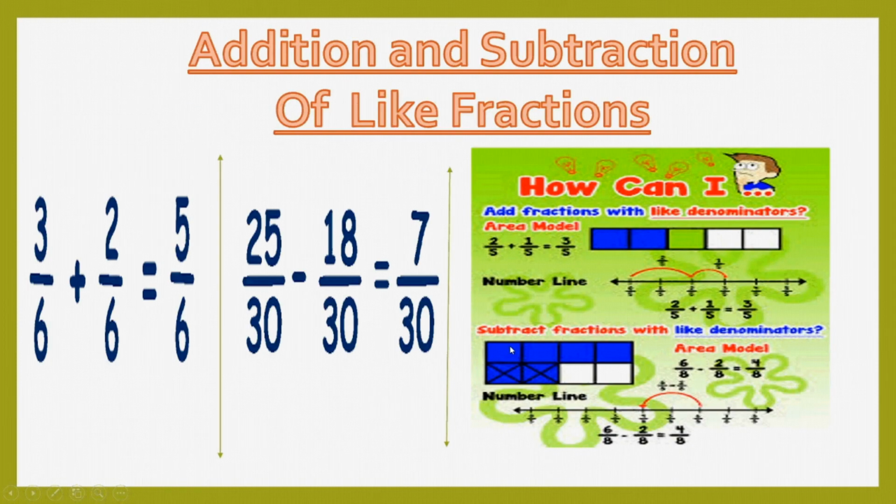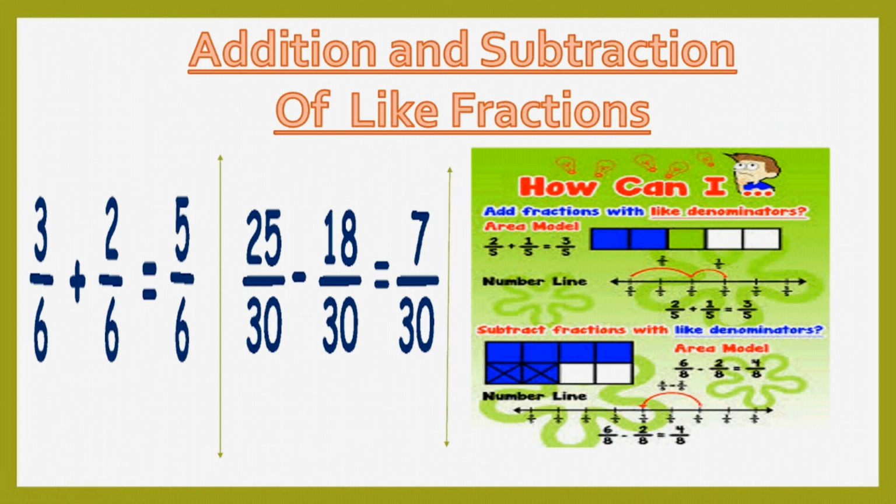Next, addition and subtraction of like fractions. How can I add fractions with like denominators? Let us see an example here. 2 by 5. Out of 5 parts, 2 parts are shaded. And next, 1 by 5. Out of 5 parts, 1 part is shaded here. If we add these 2 parts and 1 part, altogether we'll get 3 by 5.